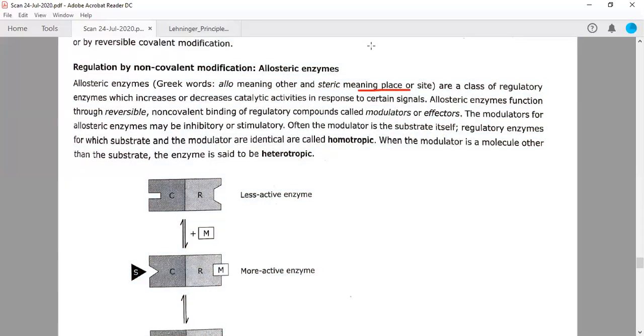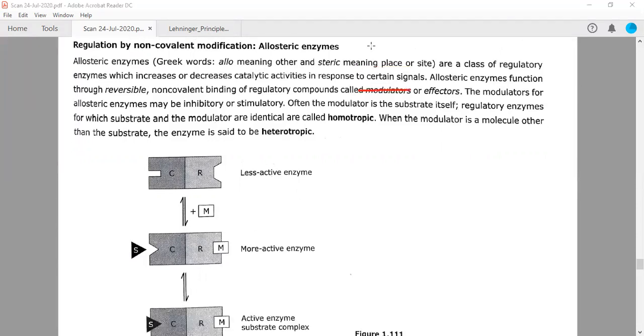Every time I need to remove the drawing actually. This is bad. Okay.